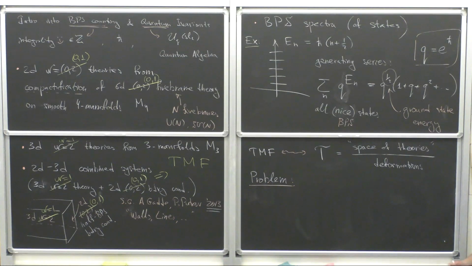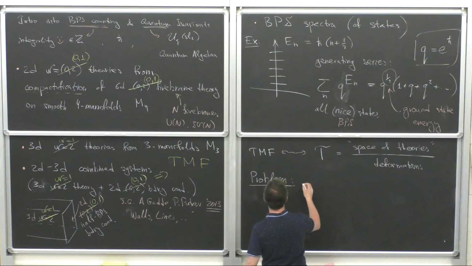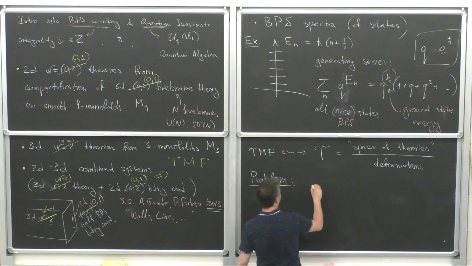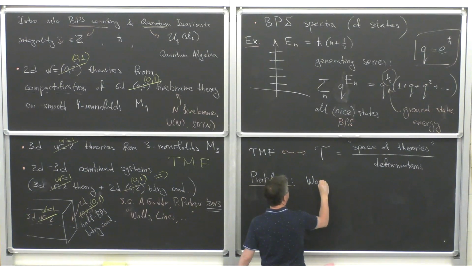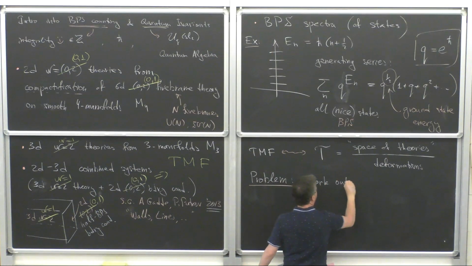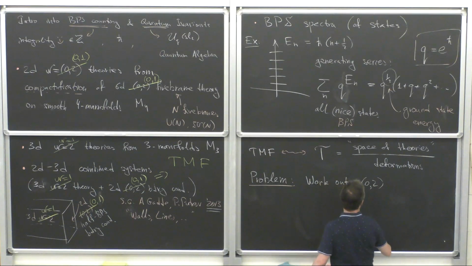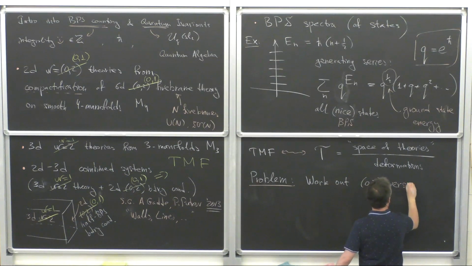But one problem that I don't know the answer to, or that after spending some time with topological modular forms I realize is actually a good problem, is to work out, by which I mean give a mathematical meaning or mathematical definition to, what one can call the 0-2 version of TMF.